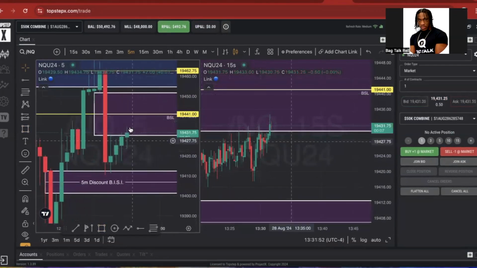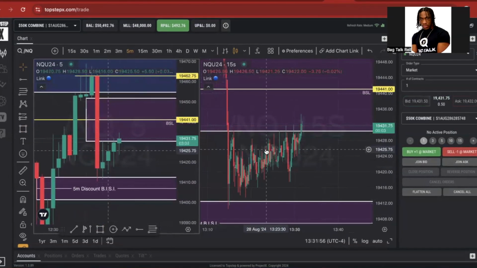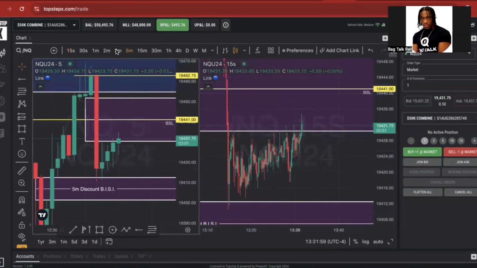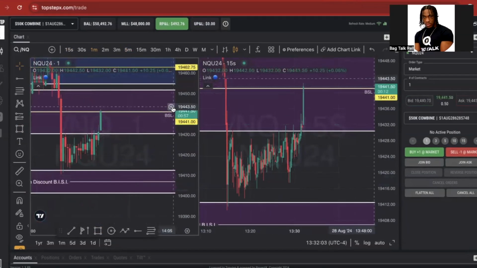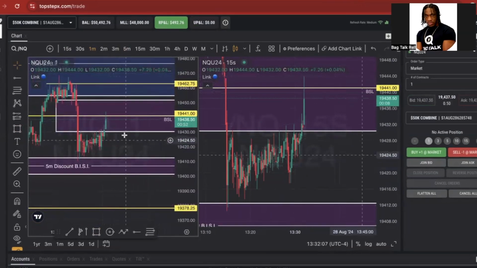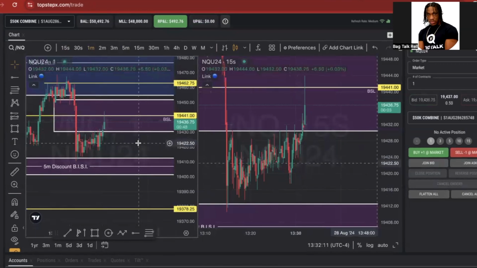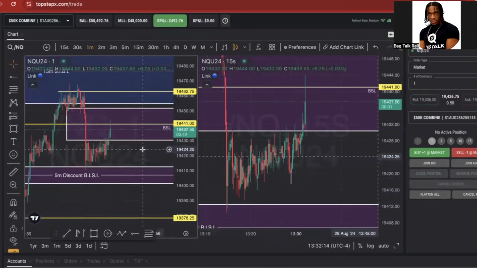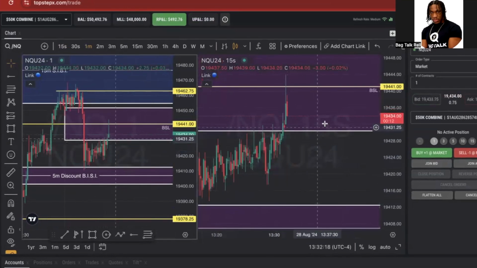I'm still eyeing this area for rejection. So being that it's a 5-minute area, I want to see the 1 minute use this area and turn back around with 1-minute SIBIs. Then I'll know I'm on side. But if the 1 minute stays strong like this, then you know that's self-explanatory. So this is really a crucial period right here.